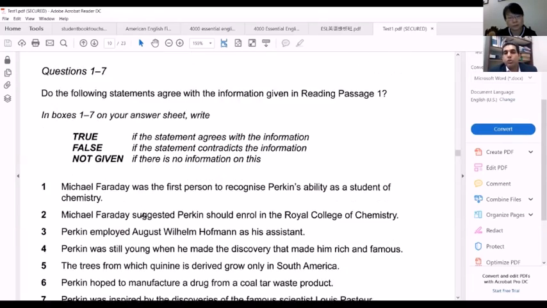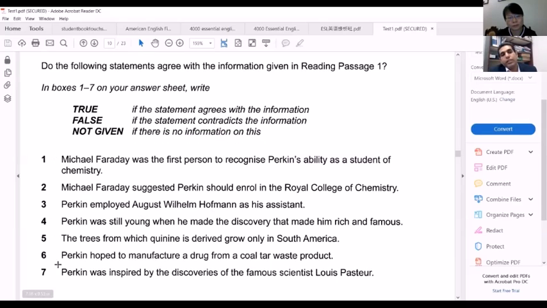So what should you do here? You should read the questions quickly and see what is important in every question. The main point in every question. That is what you have to do. For example, Micah Faraday was the first person to recognize Perkins' ability as a student of chemistry. So we know that there is a student, he's got ability, and one person recognized that one. So the key points is this.